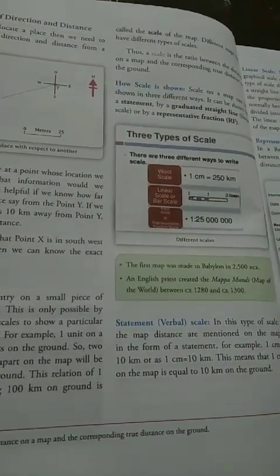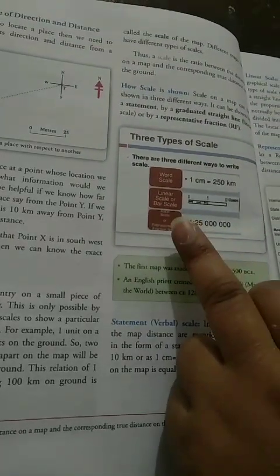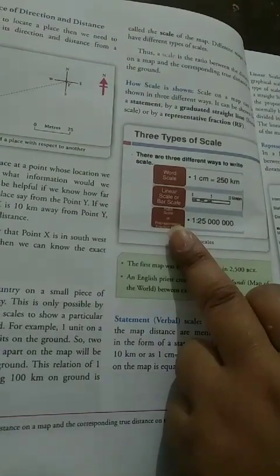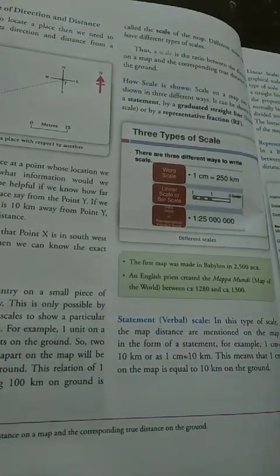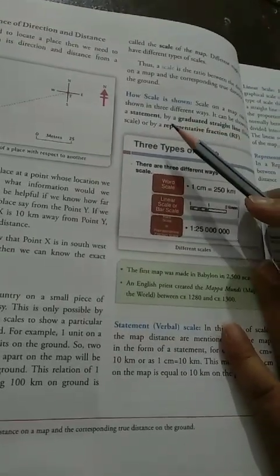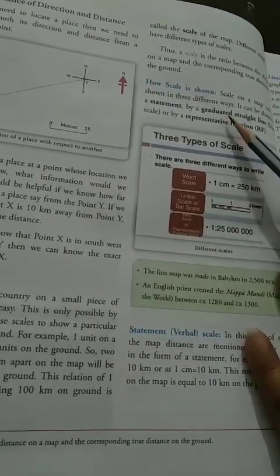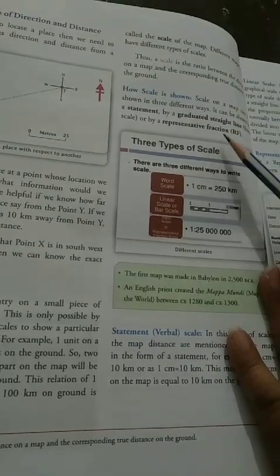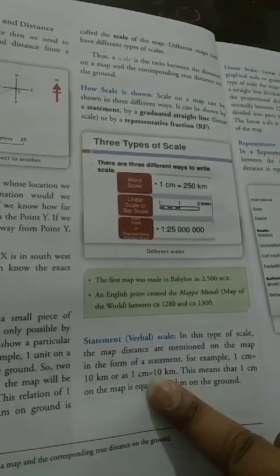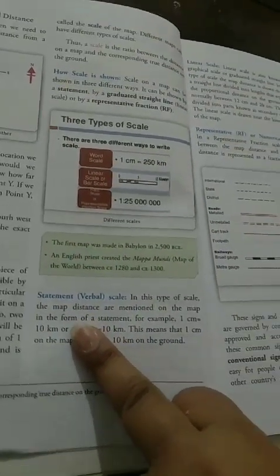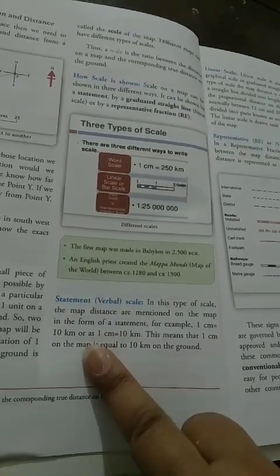Now children, how is the scale shown? In the book, they have shown you 3 different types of scales. It can be shown in 3 different ways. First, it can be shown by a statement. Second, it can be shown by a graduated straight line. And the third is the representative fraction. So these are the various ways the scale is shown. First of all, let us learn about the statement or the verbal scale.